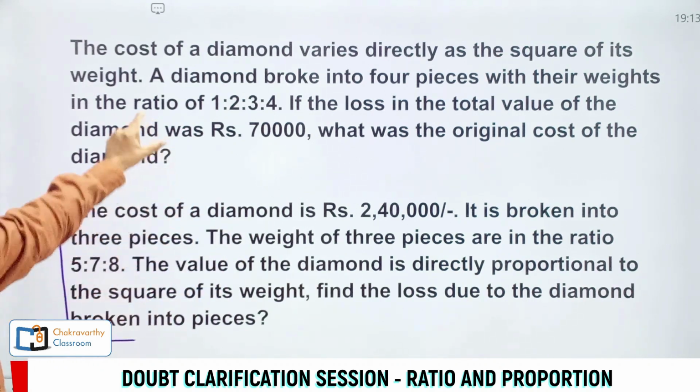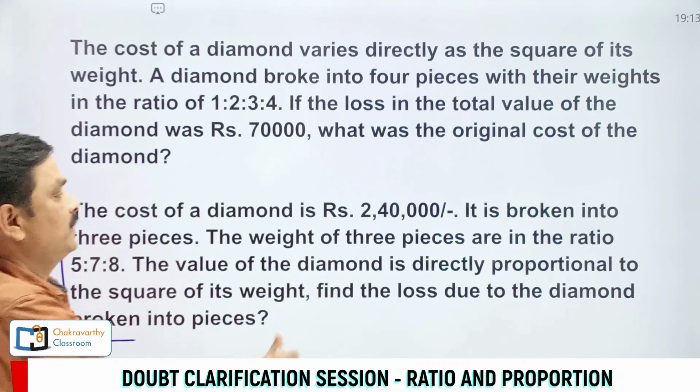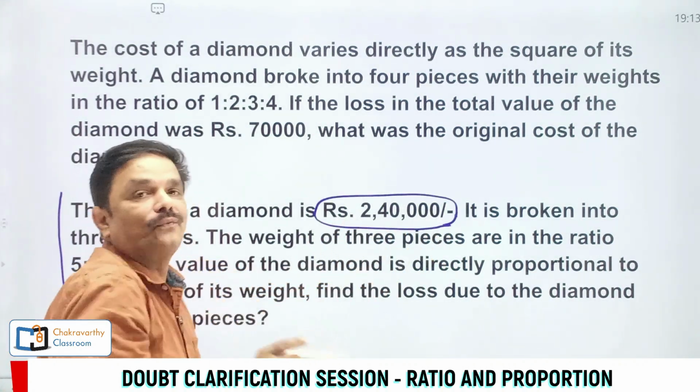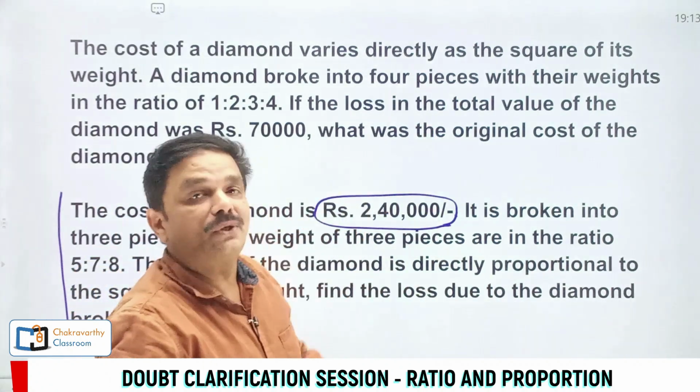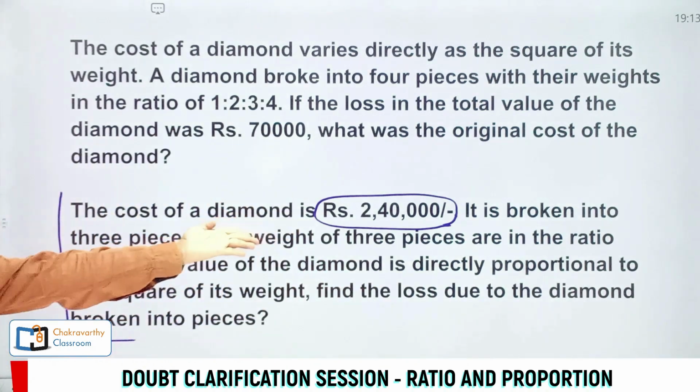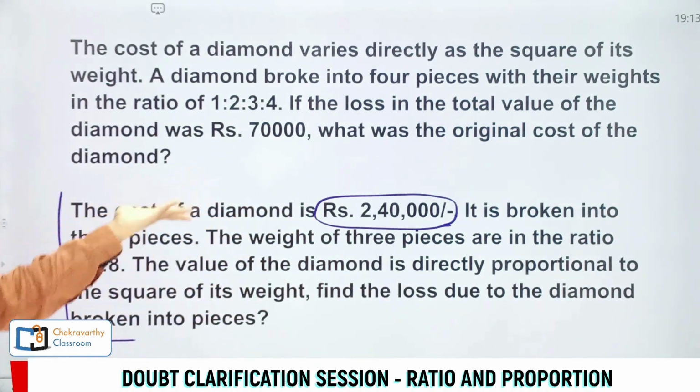Now you see there is a small difference between these two. First, they have given the cost directly here. They are not asking us to find out the cost. In the previous question, they asked us to find out the cost. Here, they have given the cost. They are asking something else, but the method is same.